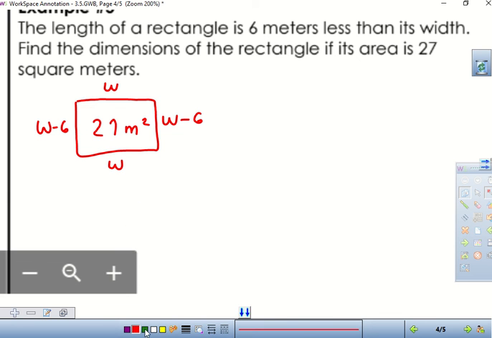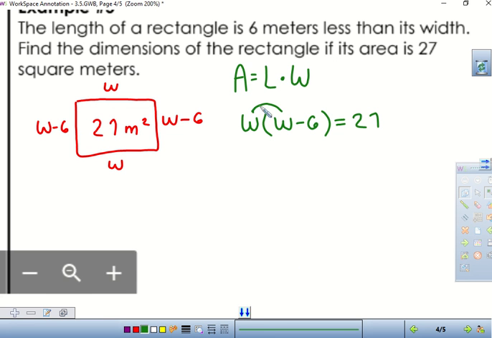Okay. Now, we know that the area of a rectangle is what times what? Base times height, or length times width, same thing. So now we're just going to plug into the formula. I've got the width times the length, or the length times the width, is equal to the area. Two dimensions times each other equal the total area. I distribute the W.